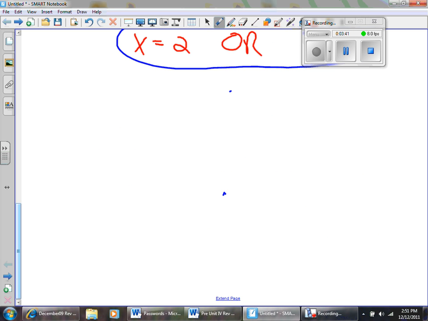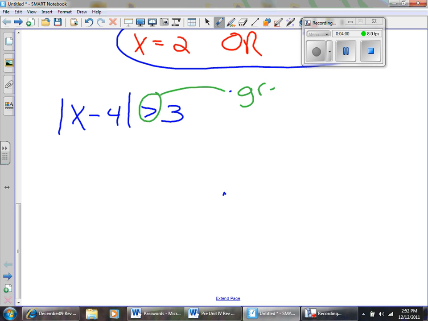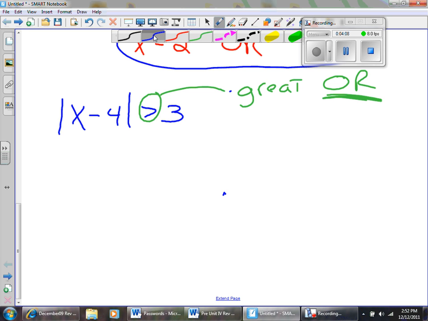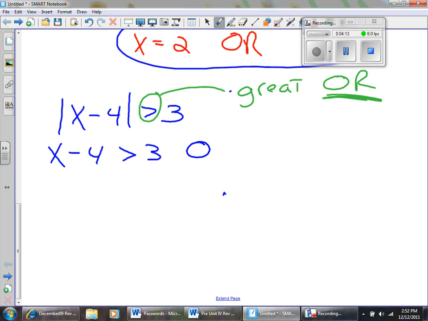It doesn't want to rewrite. So let's say we have a problem like this. Absolute value of x minus 4 is greater than 3. Well, remember, this is a great OR problem. This is a great OR problem because great OR sounds kind of like greater. So x minus 4 is greater than 3, or x minus 4 is less than negative 3.